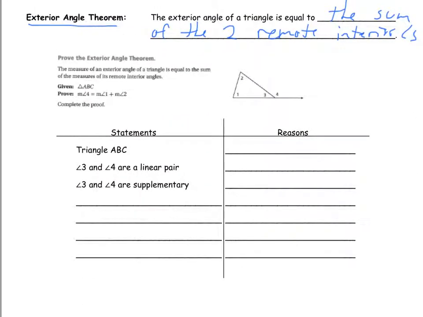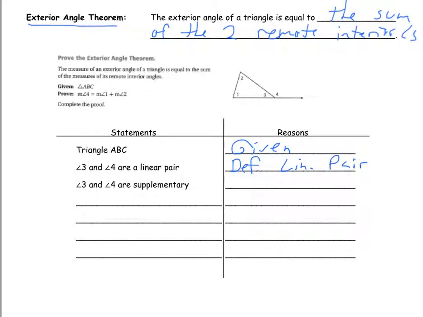The theorem proving this, well, we're given that ABC is a triangle. Angles 3 and 4 are a linear pair. We see that in the drawing. That's the definition of a linear pair. So 3 and 4 are supplementary.